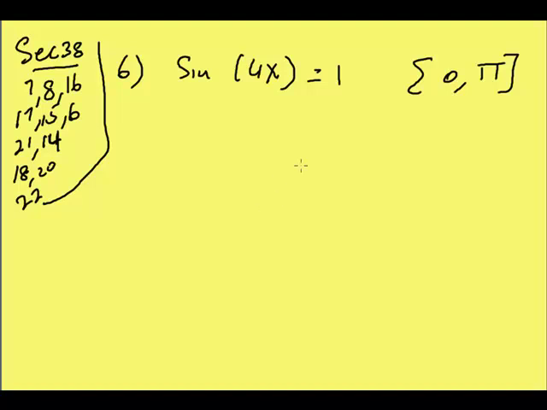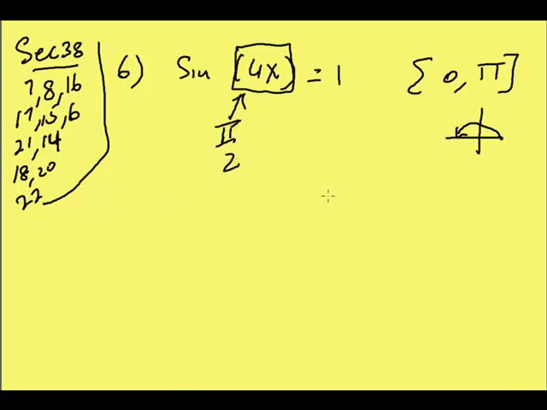x, that would be easy. Okay, now we're only going from, when it says 0 to pi, we're only going from here to here. But this is 4x. Well, that means right here, the only way that will work is if that turns out to be pi over 2.